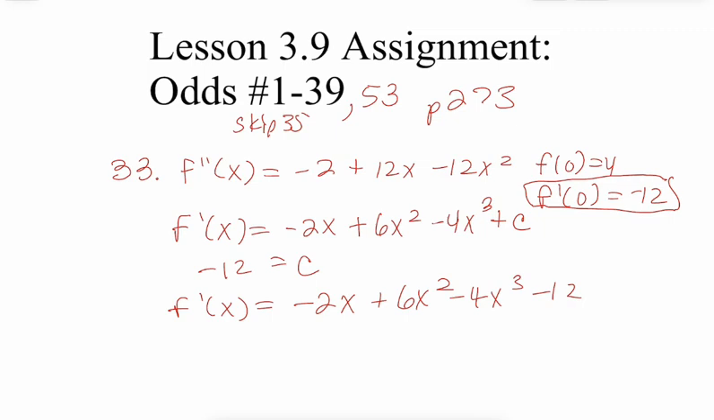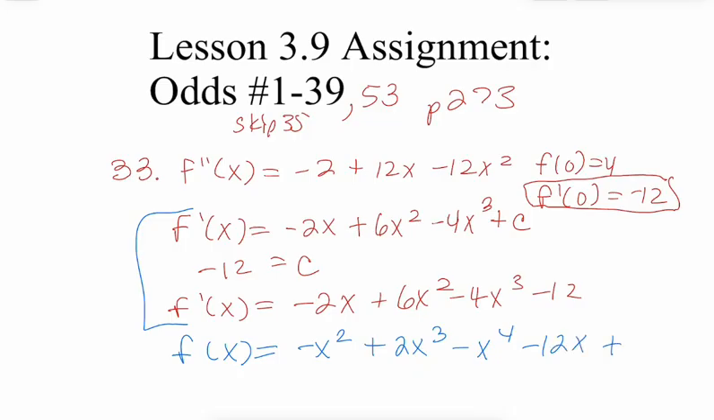So now I know my first derivative completely is negative 2x plus 6x squared minus 4x cubed plus 12. Okay, so now I know my first derivative. Let's go backwards one more time to find my original function. Everybody see how I got my first derivative, how we went backwards one time? Okay, let's go backwards another time. So that's going to be negative 2x squared divided by 2, which is negative x squared, plus 6x cubed divided by 3, minus 4x to the fourth divided by 4, plus 12x, plus our c that goes with our f function.